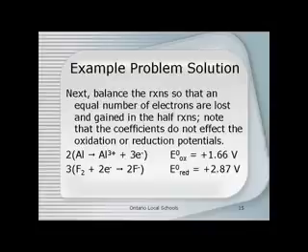We have 3 electrons in the oxidation reaction, 2 electrons in the reduction. When we want to get 3 and 2 to even out, we're going to take them both to 6. So we're going to multiply everything in the oxidation half reaction, the aluminum reaction, by 2, and everything in the reduction half reaction, the fluorine reaction, by 3.